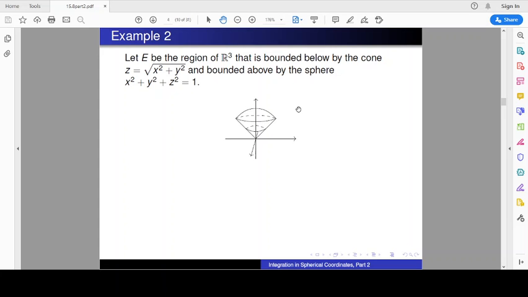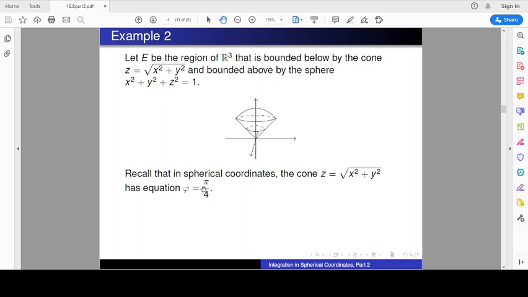Okay, now we know the equation of that cone is given by phi equals pi over 4, right? I think we saw that in one of the previous videos. I think it was the previous video to this one. And we also know the equation of this sphere is rho equals 1. So then let's think about this region of space in spherical coordinates. Let's say we start at phi equals 0, that's this line here along the z-axis. It looks like the radii go from 0 out to 1, right?